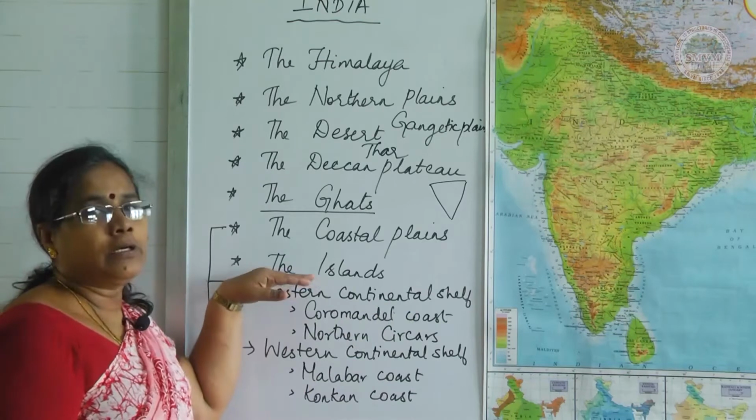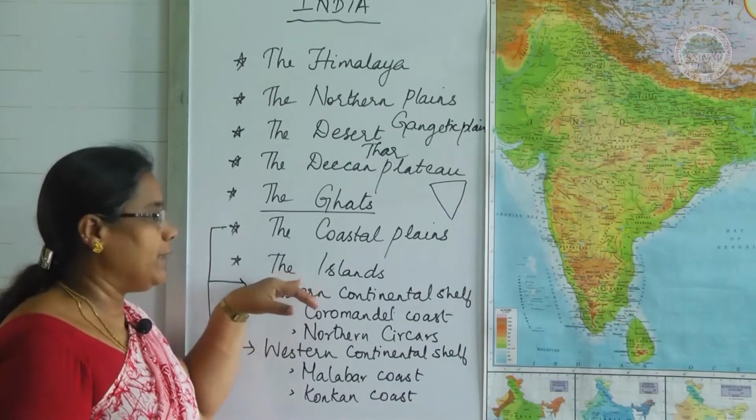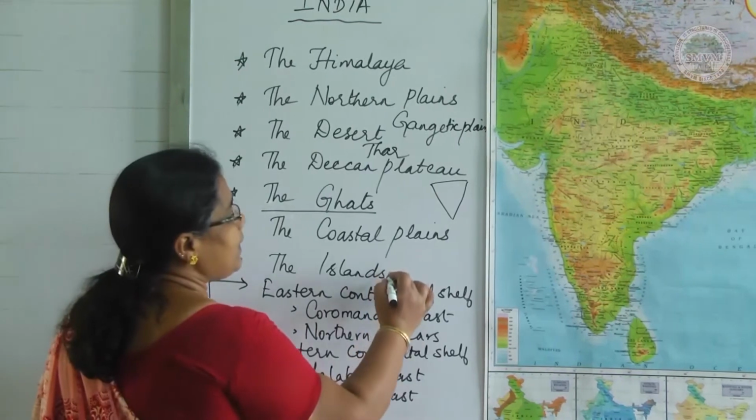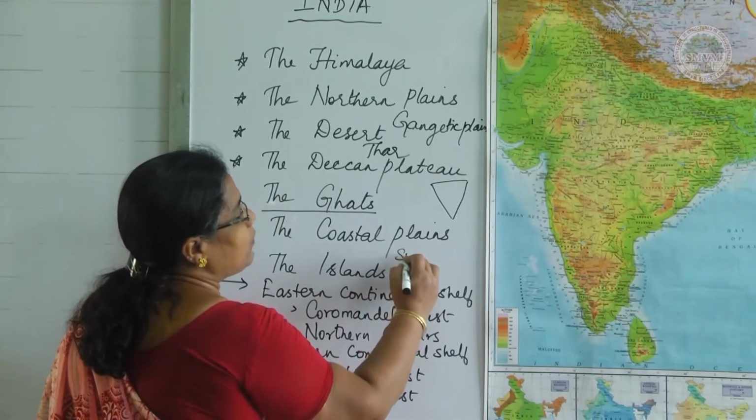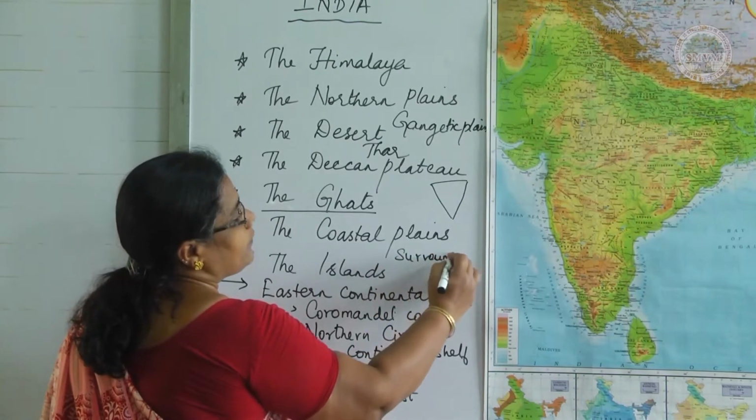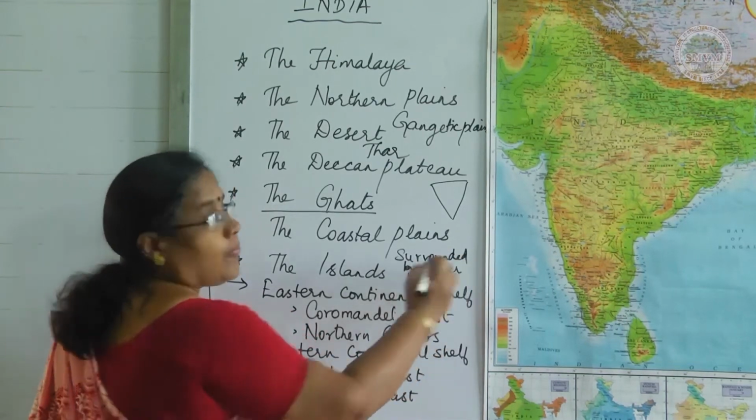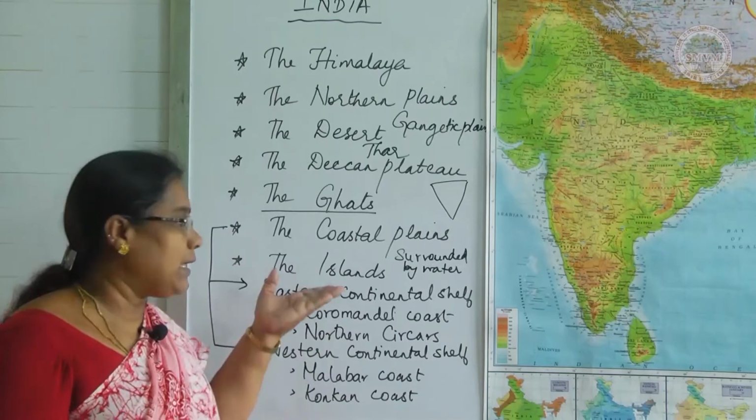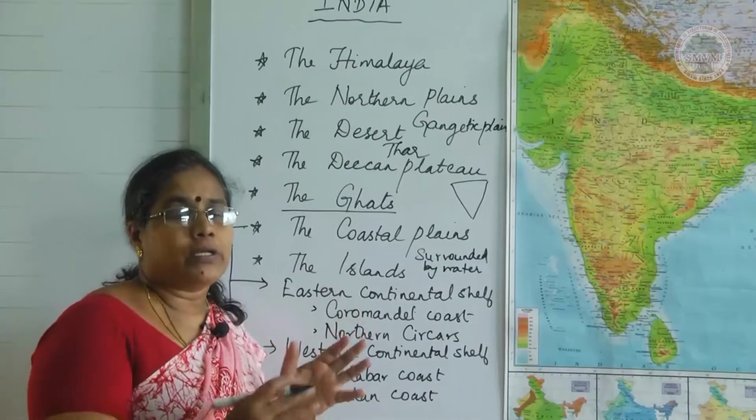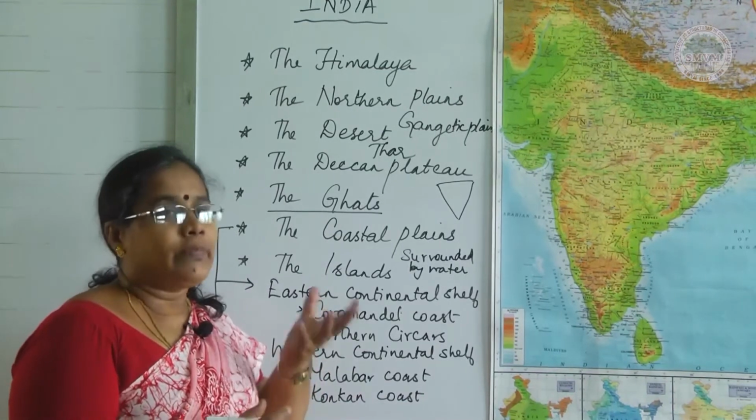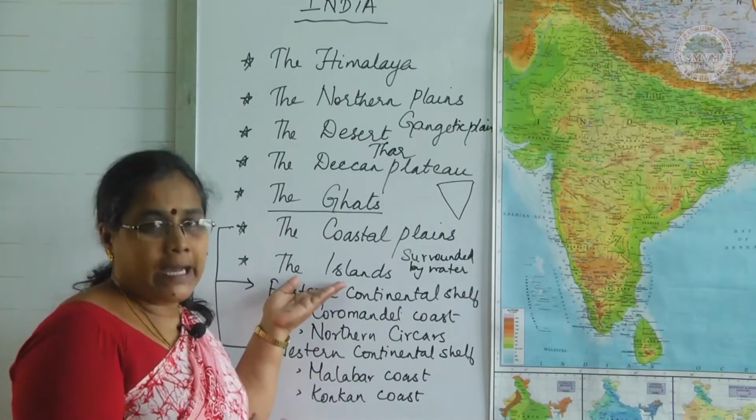And at last we come to the last landform of India, which is the island. An island is a landform that is surrounded by water. Surrounded means all sides are covered by water. That area is what we call an island.